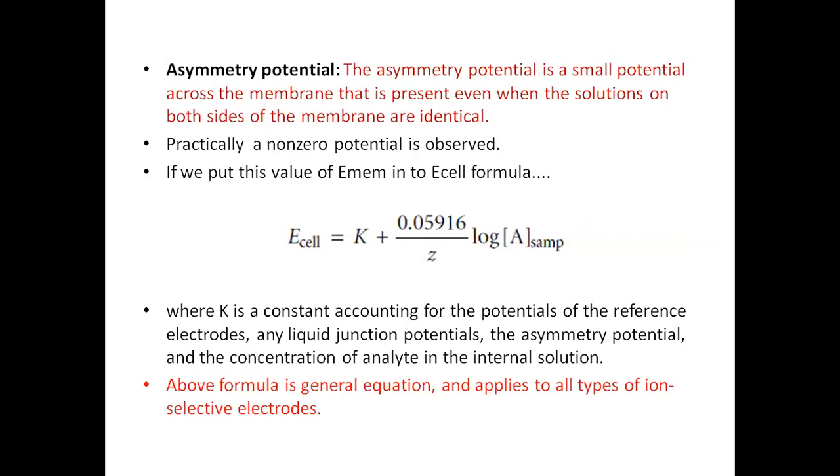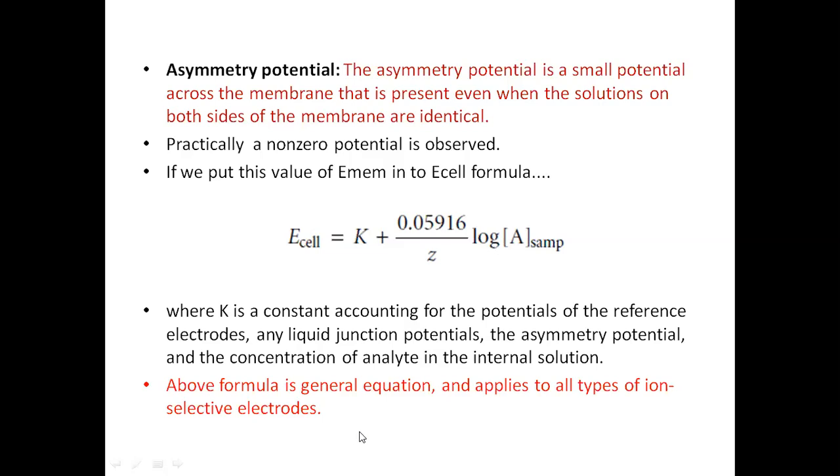What is meant by asymmetric potential? The asymmetric potential is the small potential developed across the membrane that is present even when the solutions on both sides of the membrane are identical. For example, there are two solutions of ions, Fe2+ and Fe3+, with Fe2+ on one side and Fe3+ on the other side. The potential that is developed is called the asymmetric potential. And then we went through how we can find the potential of the cell through this asymmetric potential.